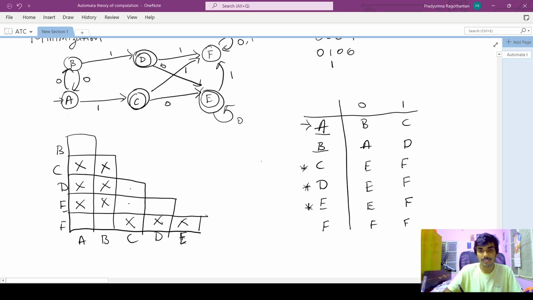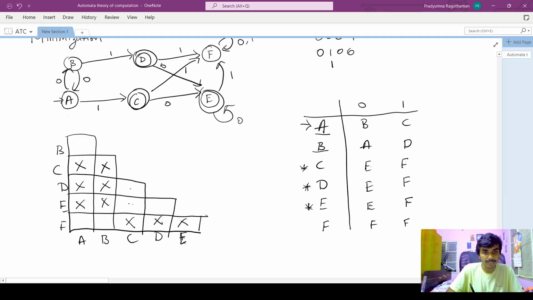Now let us take CD. So this cell is what I am talking about. C and D, right? And their behavior is E, E, F, F. We can directly say that it is not different, right? So we will not have to mark this.